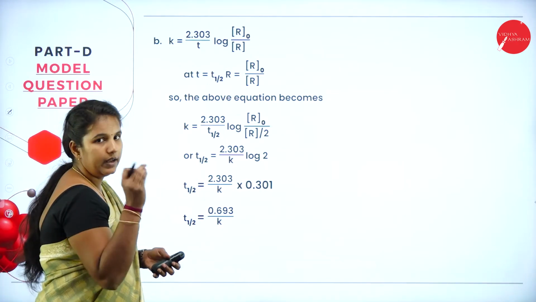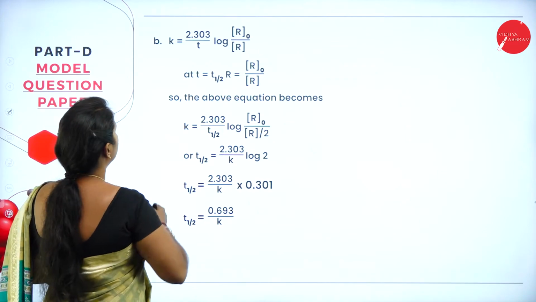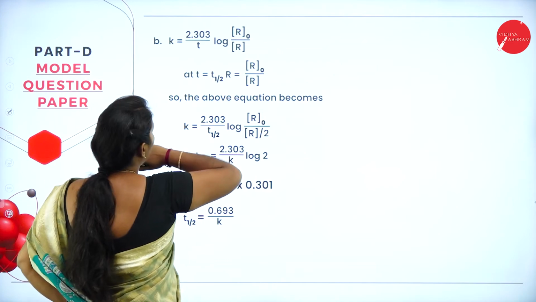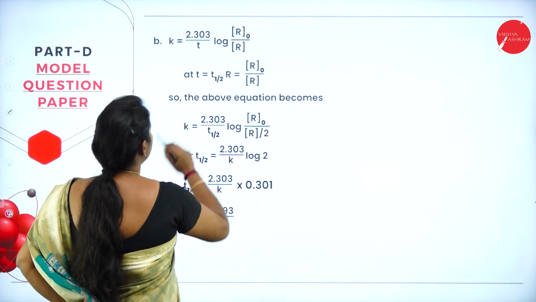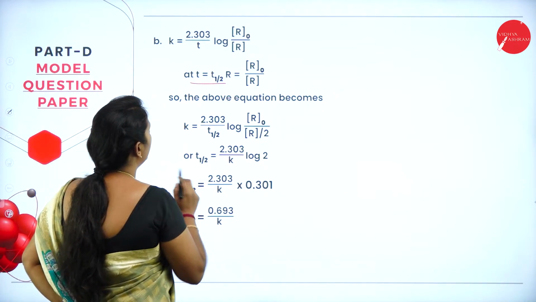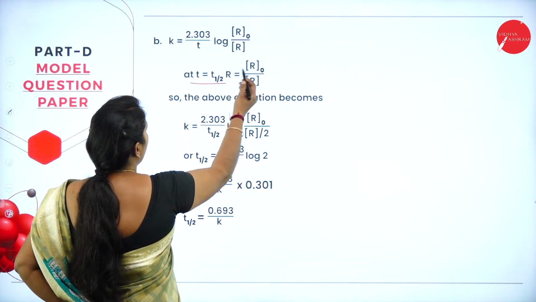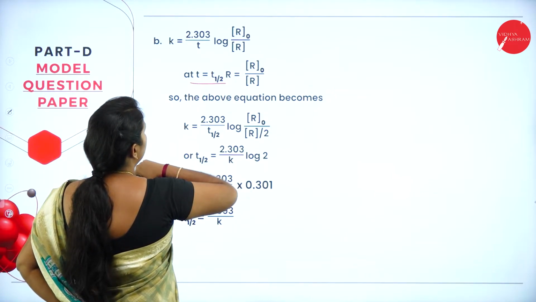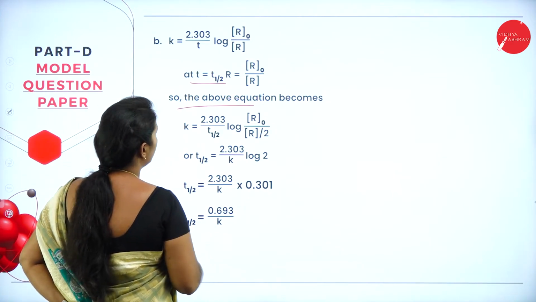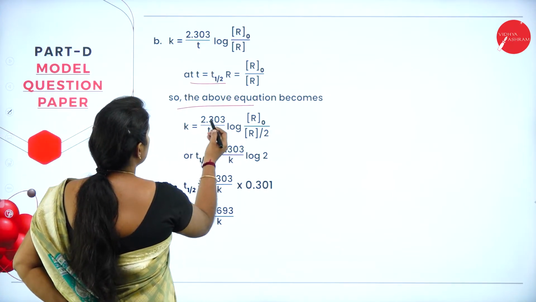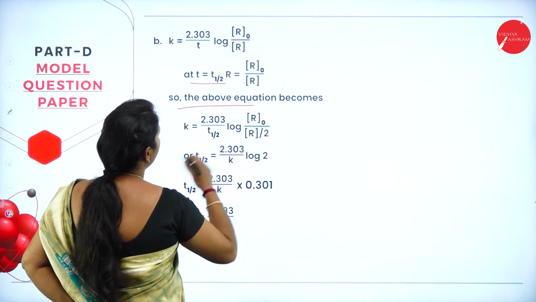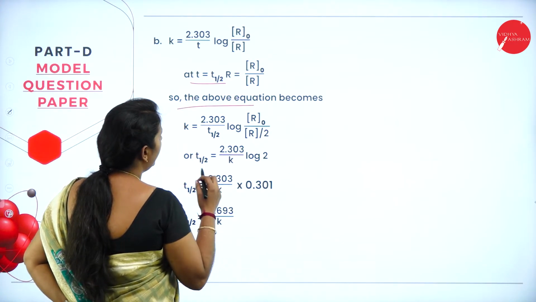We know that the integrated rate equation for the first order is k = 2.303 divided by t into log of R0 divided by R. I am considering the time at t half, that is the half-life period, and the R value will be considered as R0 divided by 2. Now, if you substitute the values of R and t half in the above equation, you will write k is equal to 2.303 divided by t half into log of R0 divided by R0 divided by 2.